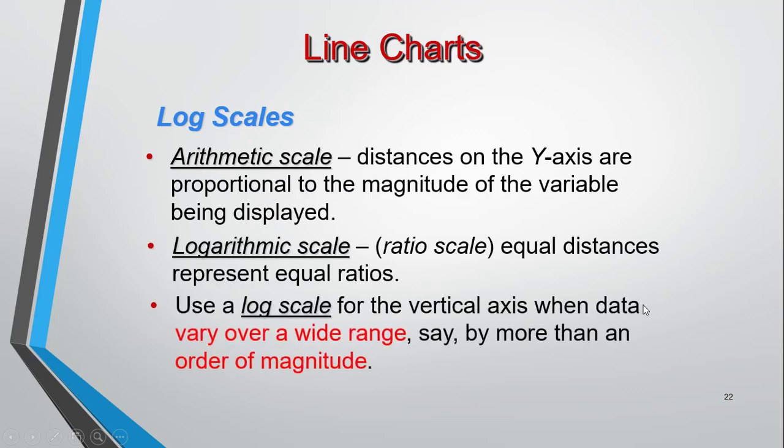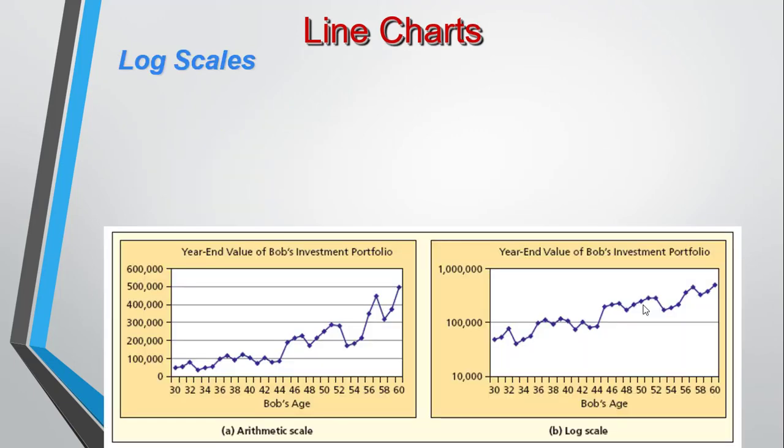Log scales. Normally we use arithmetic scales. The distances on the y-axis are proportional to the magnitude of the variable being displayed. But you can also use a logarithmic scale, a ratio scale, using equal distance representing equal ratios. You use a log scale for the vertical axis when the data vary over a wide range, say more than an order of magnitude. If it varies that much, you may want to use log scales.